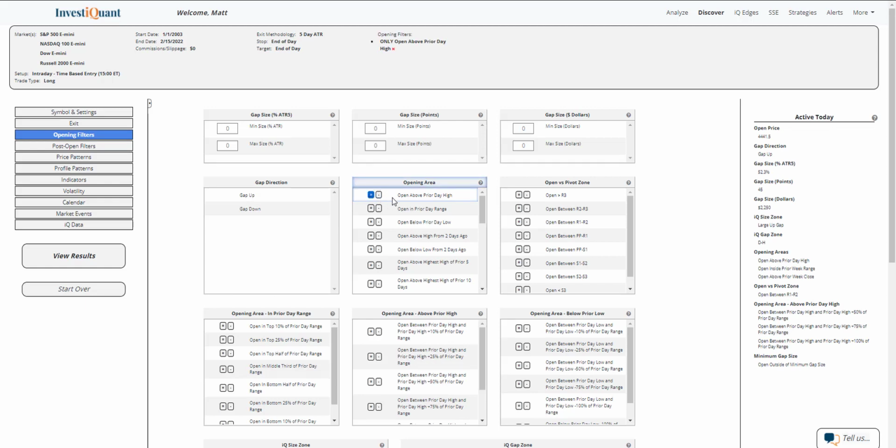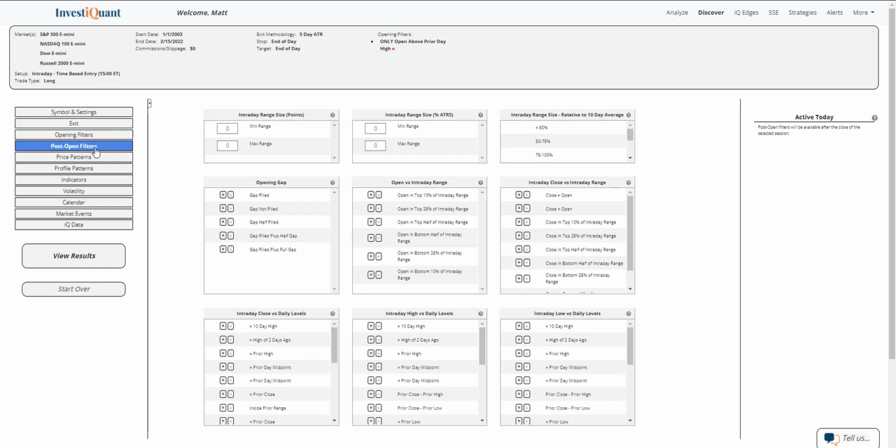So I'm going to hit equals here for open above prior day high, and then I'm going to go into the post-open filters. And I'm going to say that the gap did not fill, and what that means is we did not make it down to yesterday's closing price. So by going to the opening gap here, I'm going to hit equals next to gap not filled.